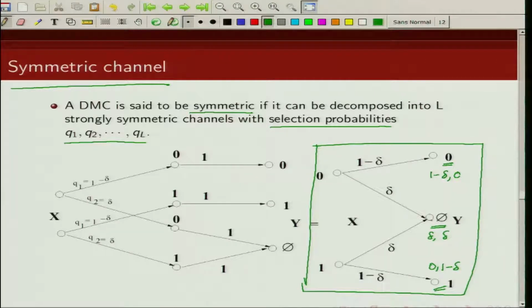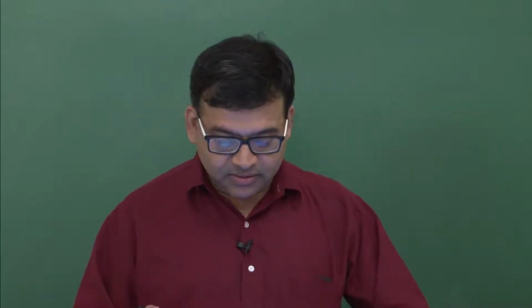So you can see if I consider this particular state, which I call the erased state, my probabilities are different from if I consider this particular output. So this is not a uniformly focusing channel, even though it is a uniformly dispersive channel, because if you look from the input side, these transition probabilities are 1 minus delta, delta. This is a uniformly dispersive channel, but it is not a uniformly focusing channel. So this is not a strongly symmetric channel, but it can be decomposed into strongly symmetric channels.